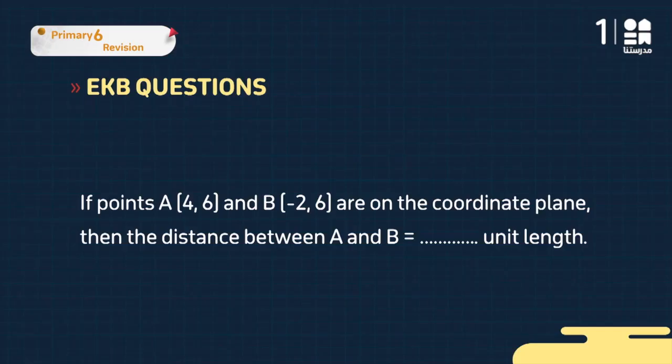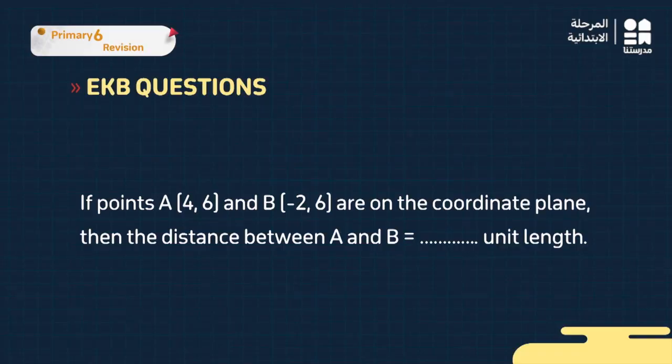Here he says: if points A (4, 6) and B (negative 2, 6) are on the coordinate plane, then the distance between A and B is how many units? He wants the distance. I said absolute end minus start, after canceling the common one in the two points. The common one in the two points is the 6. Here I have AB, so my end is B, and I will start with A. So negative 2 minus 4 gives me negative 6, and in the absolute, absolute negative 6 gives me 6.